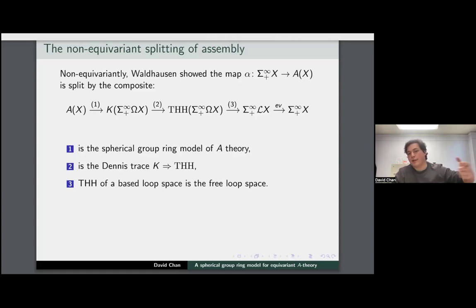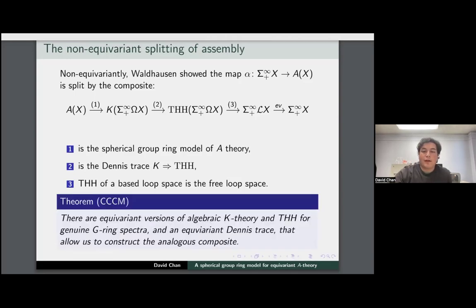If you follow this composite through, you start at A of X and you land at the suspension of X. And it turns out that, up to homotopy, this splits the map alpha from suspension of X to A of X. I should say that the reason we use alpha is that this is related to the assembly map. This map is not the assembly map, but it factors through the assembly map.